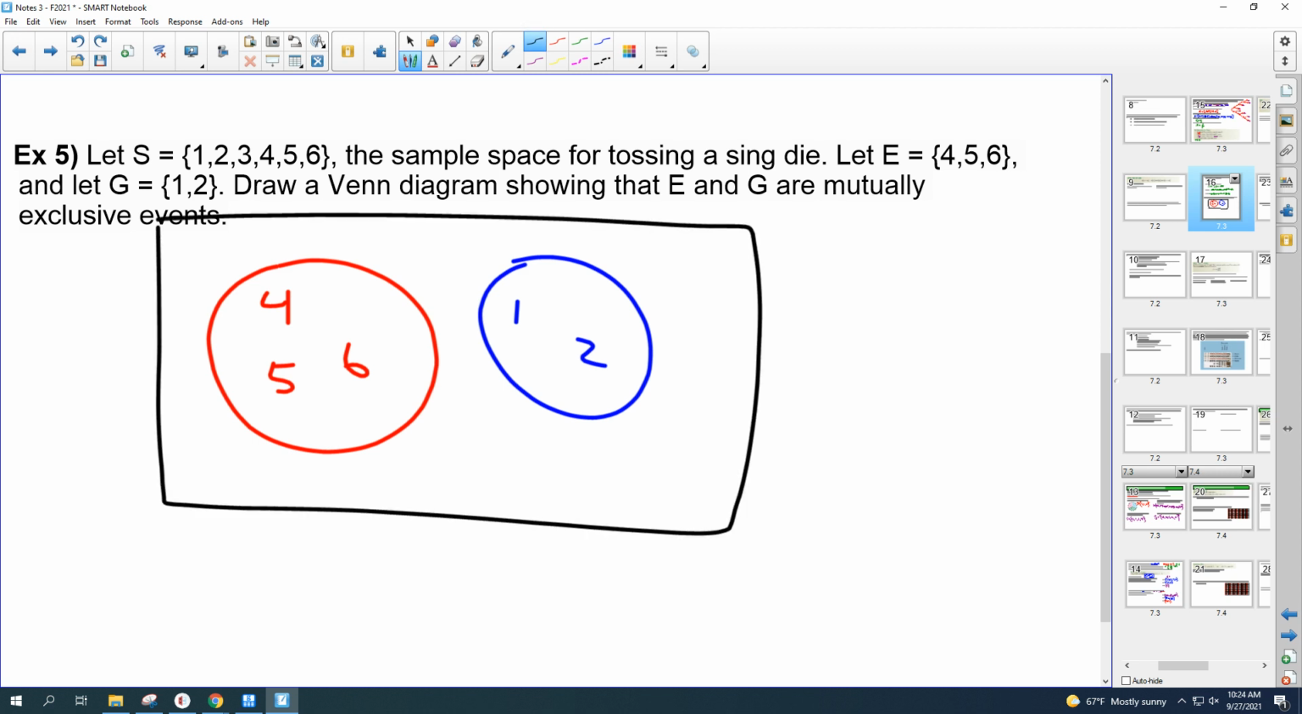And this box is the universe, and the universe includes everything. There's nothing outside of that box, but there is something inside that box but not inside the circles. What's the only other number I haven't put on there yet? 3. The picture's going to look something like that. There is no overlap. That's a picture of E and G equals the empty set. Mutually exclusive events.